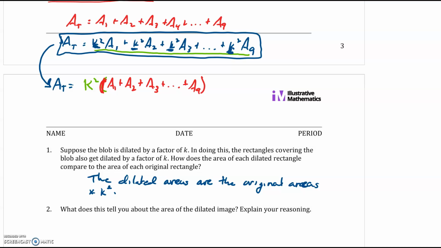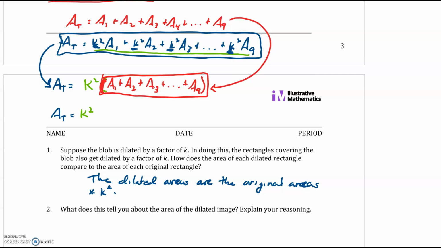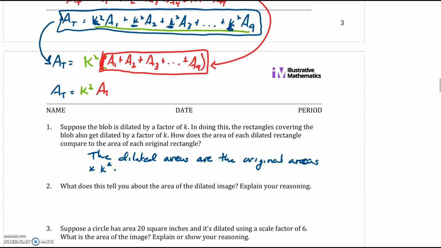Now what I want you to do is focus on this part written in red. Notice how this part written in red is just my original area. So that means my total area of the dilated image is just k squared times the original total area of the rectangles. So what does that tell you about the area of the dilated image?